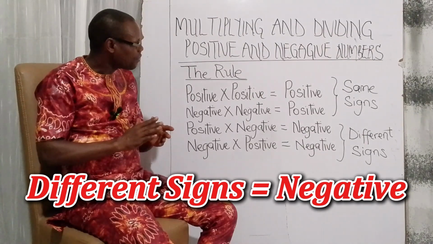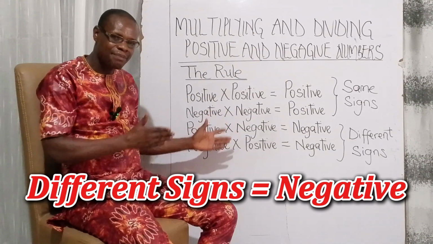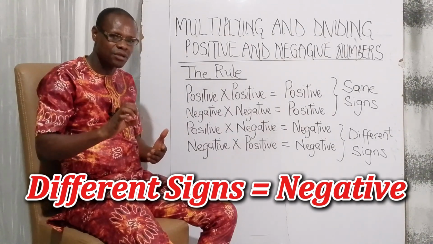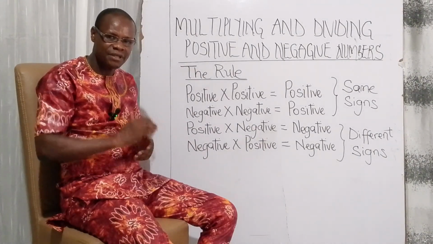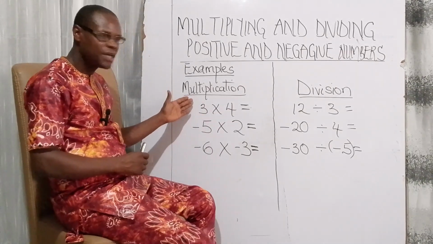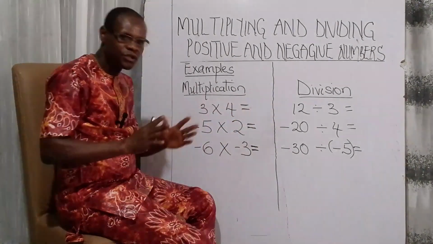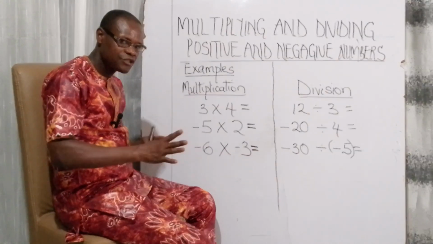Now, you need to understand that this same rule that is applicable to multiplication is also applicable to division as well. So let's take a practical example to explain this further. Now let's consider this example. We have this for multiplication and we have this for division. But don't forget that the rule is applicable to both multiplication and division.